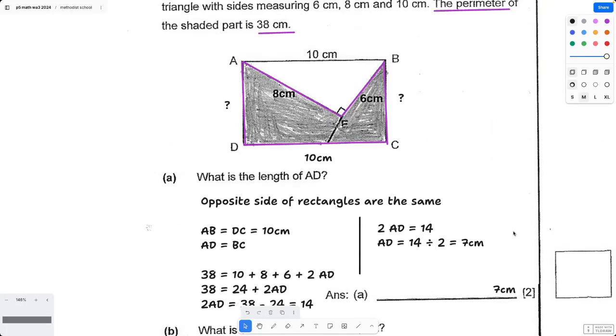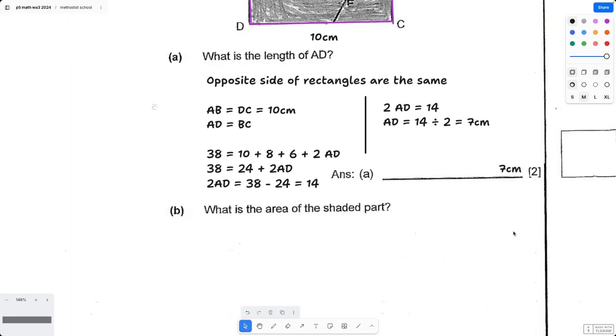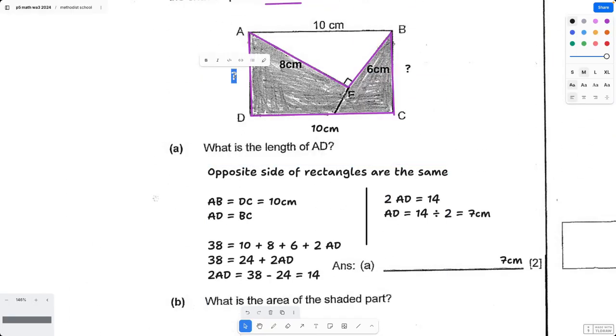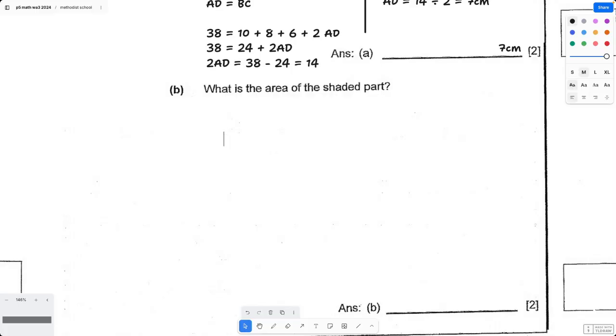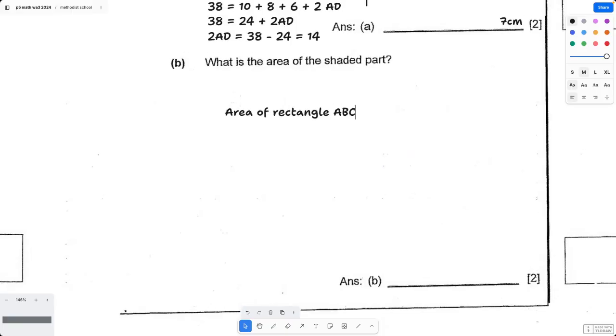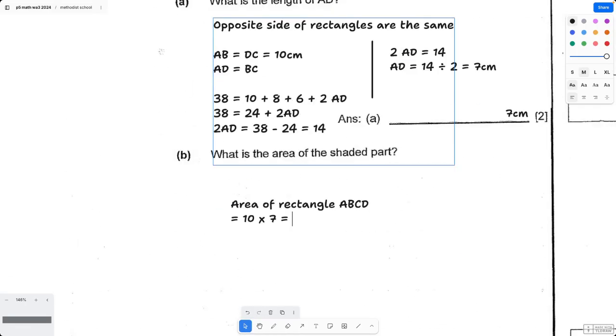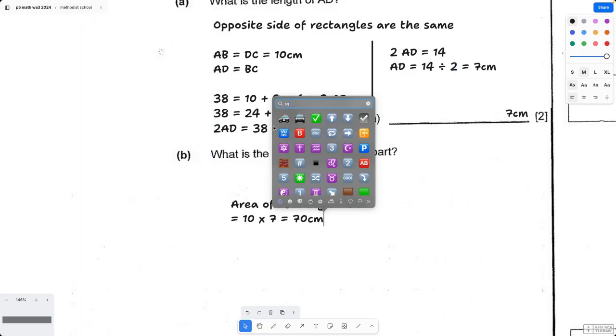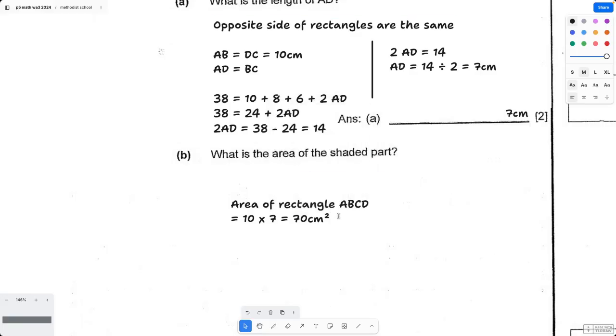What is the area of the shaded part? Okay, so in this case, the area of the shaded part is basically the whole rectangle, now that we know this is 7 centimeters, minus the triangle that we have over here. Okay, so first we want to get the area of rectangle ABCD, right? ABCD is equal to 10 times 7, which is 70 centimeter square.